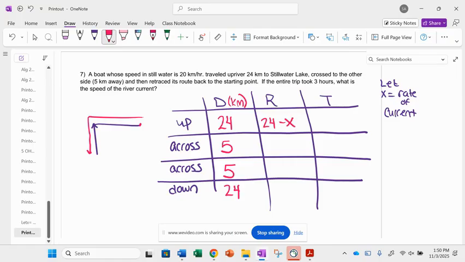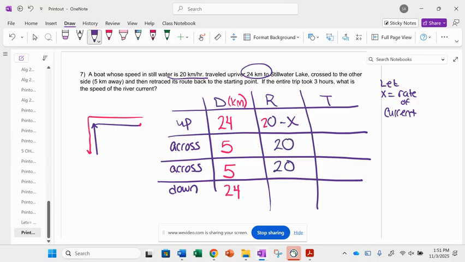When we're going across, 20 plus X, right? We're going slower. No, 20 minus X. Oh, I keep seeing 24. Okay, 20 minus X. Yes, we're going slower. Okay, when we're going across, the current's not going to help us. It's not going to work with us. It's not going to work against us. It's just our speed, which is 20 and then another 20.